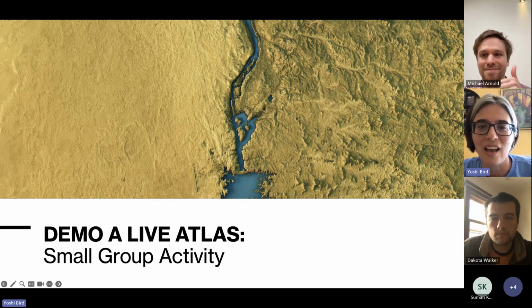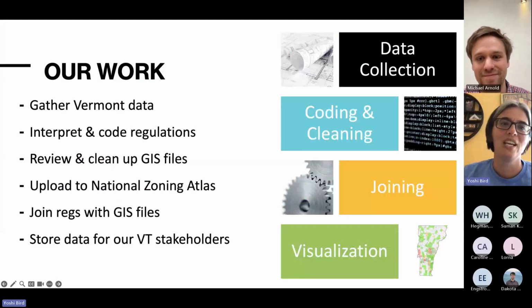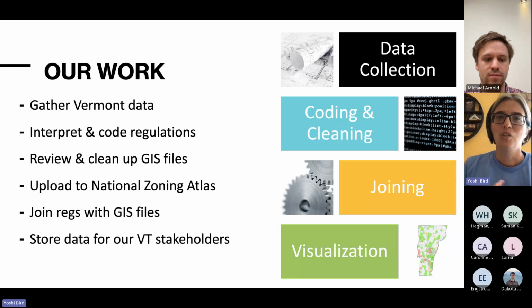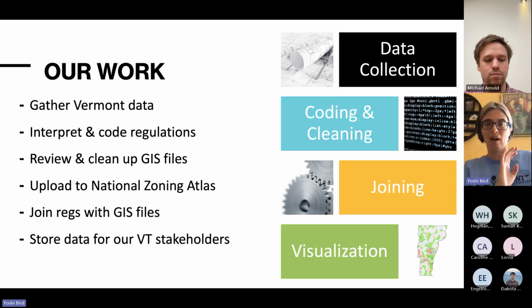So we went through demoing a live atlas. Here's structure and workflow. Generally speaking, our work is to gather Vermont data around zoning, to interpret and encode those regulations according to the standardized methodology that's been piloted by the National Zoning Atlas. The GIS team reviews GIS files and cleans them up and gets them in a format meeting data standards that are propagated by the National Zoning Atlas. Sometimes there are some additional things that we do for Vermont, but we've eliminated a lot of those recently, so it's going to be a lot simpler than it was in the past.